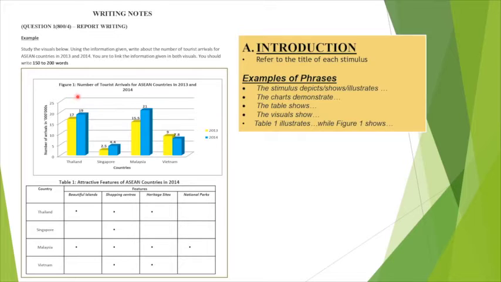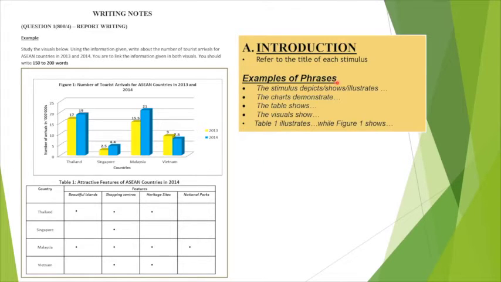For example here, figure 1, number of tourist arrivals for ASEAN countries in 2013 and 14. The second stimulus, the title, table 1, attractive features of ASEAN countries in 2014. So you need to repeat the titles for the stimulus as your introduction.